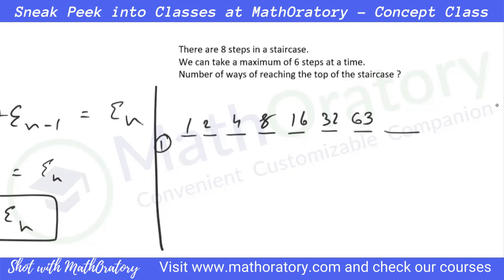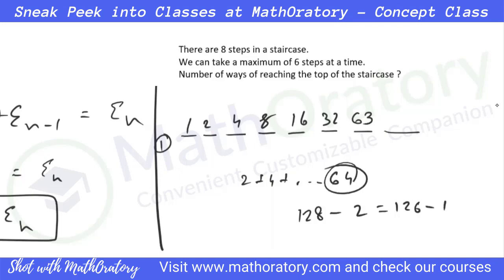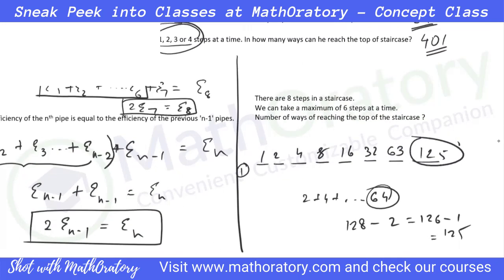And for this, what you can do is you can just again use GP idea. So what I visualized it in this way. So 2, 4, 8 up to 64 had it been. So this would have been double of this, so 128 minus 2. That would have been 126. But we have 63 instead of 64, so minus 1 to that. So that is 125. So this step can be reached in 125 ways.